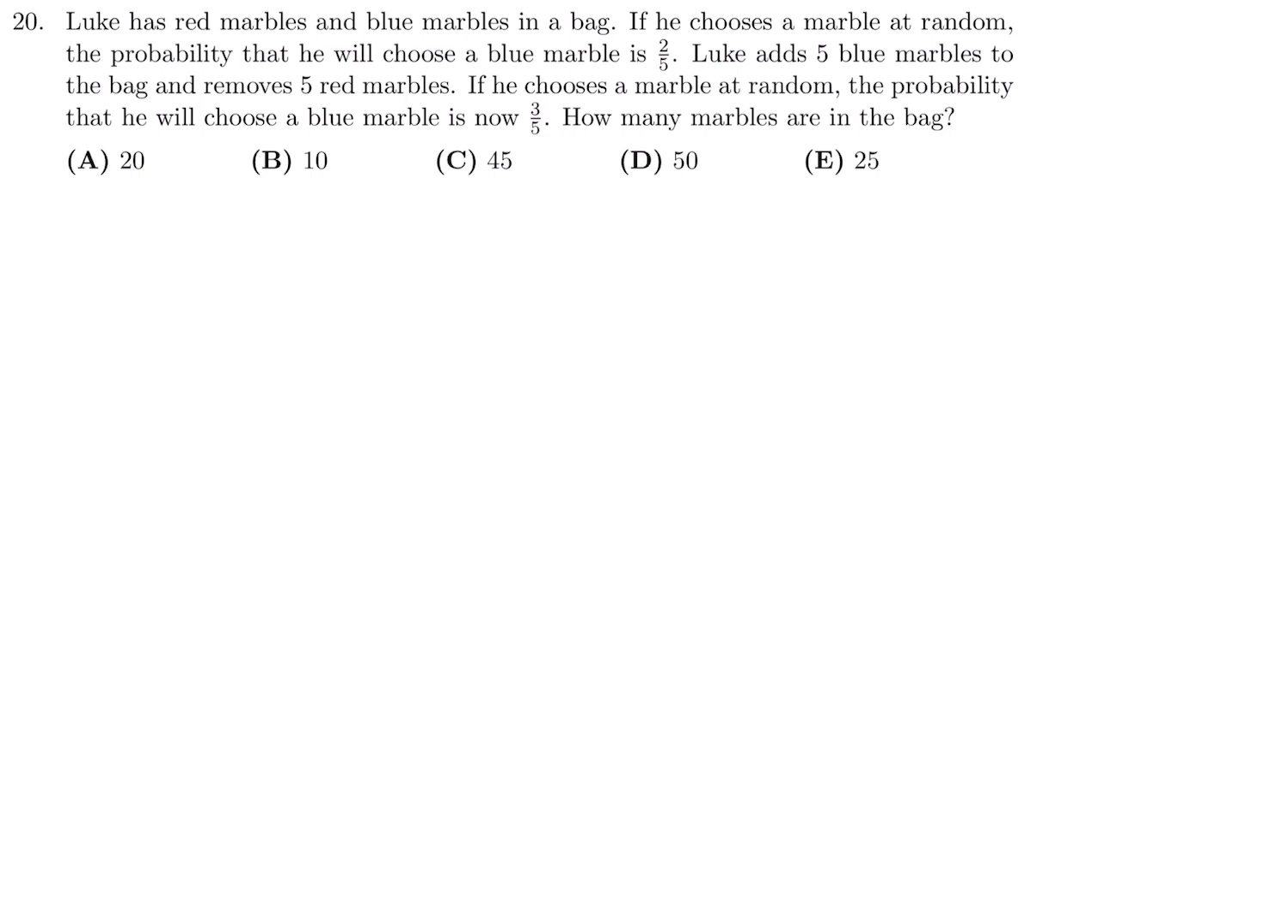Luke has red marbles and blue marbles in a bag. If he chooses a marble at random, the probability that he will choose a blue marble is 2/5. Luke adds 5 blue marbles to the bag and removes 5 red marbles. If he chooses a marble at random, the probability that he will choose a blue marble is now 3/5. How many marbles are in the bag?